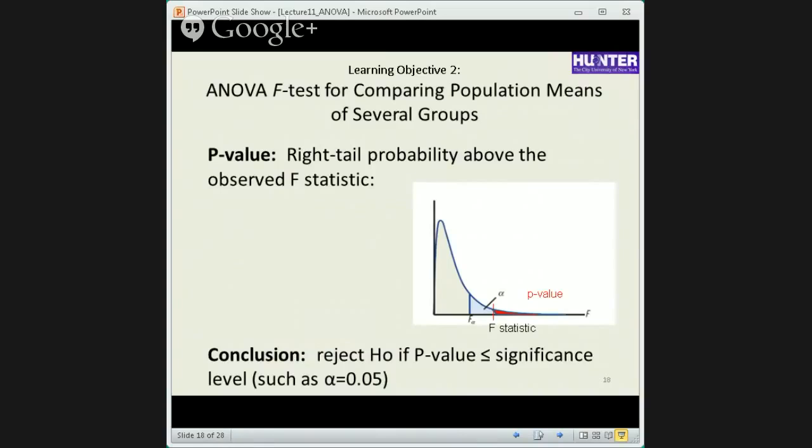So as with the chi-square test, we only ever do one-tailed tests here. We only ever look under the right tail of this distribution, even though the alternative hypothesis is naturally multi-sided. It's not like the t and the z tests where we had to think about two tails.